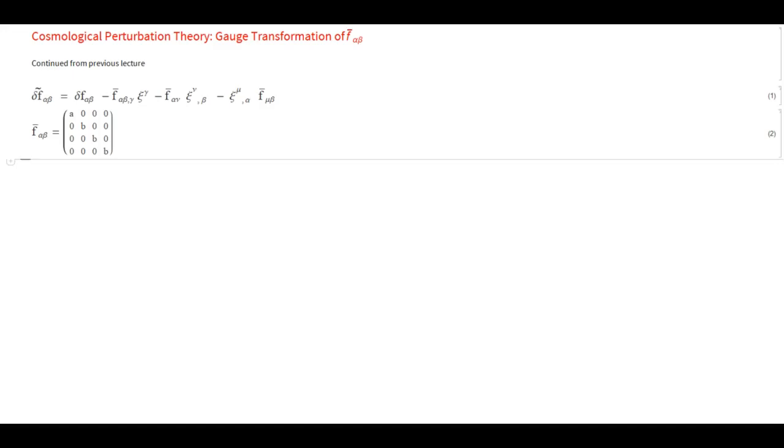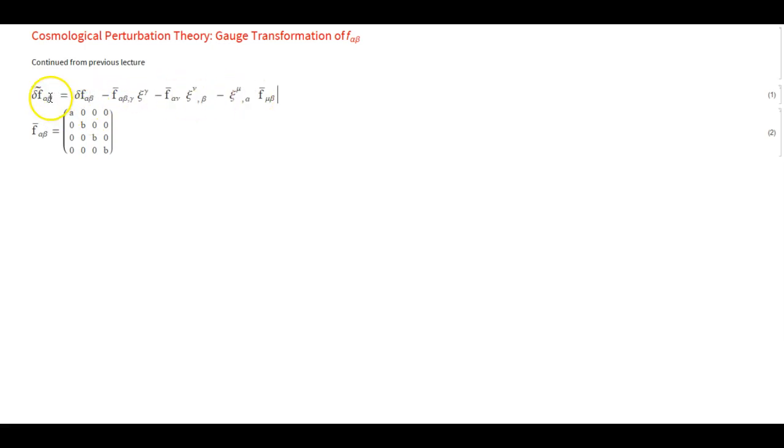Hello friends, welcome to the next lecture on cosmological perturbation theory. In this lecture we are going to look at the next steps of the gauge transformation of rank 2 tensor f alpha beta. We derived an expression for the gauge transformation of the perturbation in f alpha beta from one gauge to another gauge, and this is what we got in the last lecture.